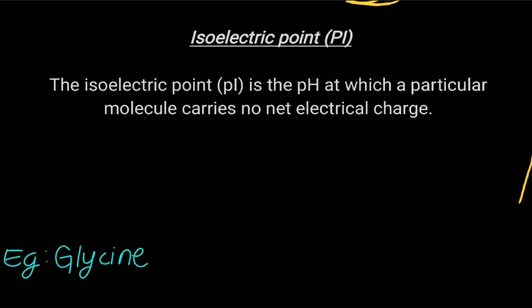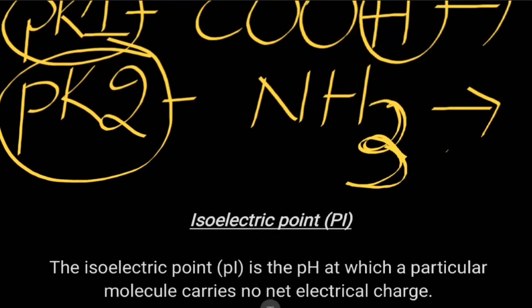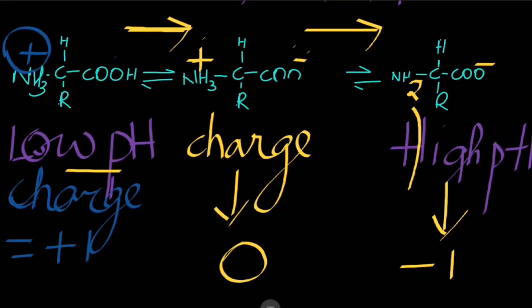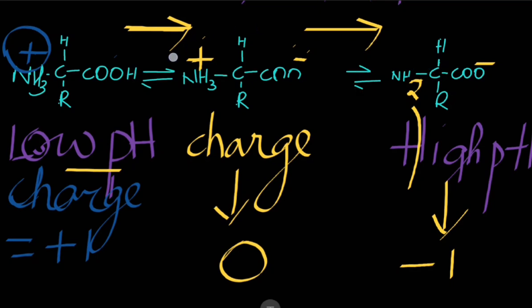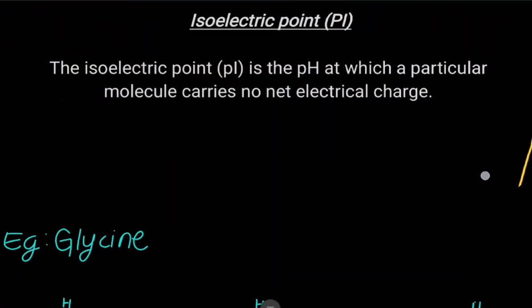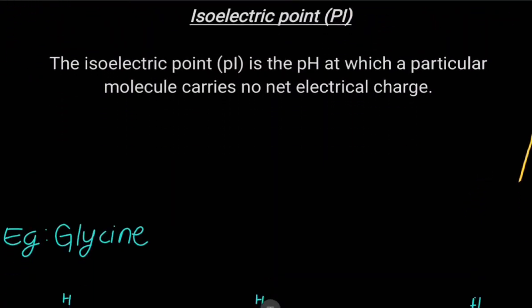So can I say that the zwitterion that we just made is actually the isoelectric point of this amino acid, because it is carrying a net charge of 0, right? Now let us see what an isoelectric point means and how we calculate it.